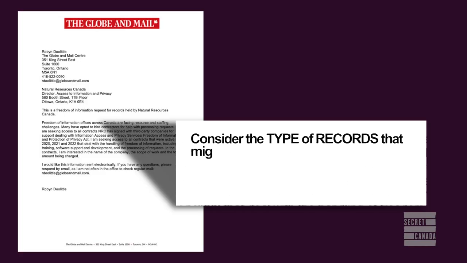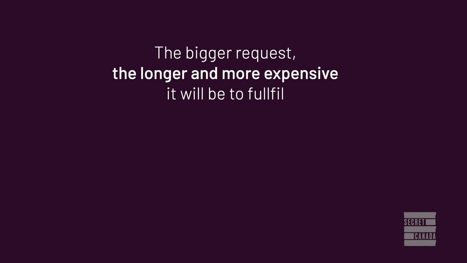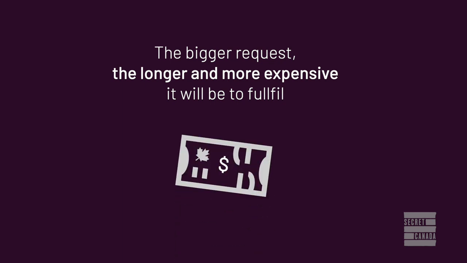Consider the type of records that might be available. Is there an incident report, inspection files, emails? Think about who might have the records, the Deputy Minister's Office, the communications team. Be specific if you can. Remember, the bigger the request, the longer and more expensive it's going to be to fulfill.